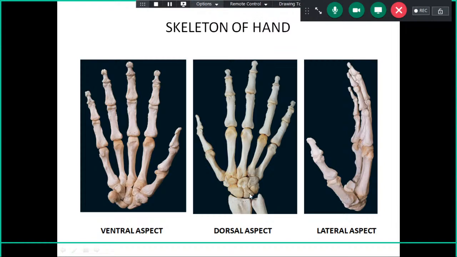This is a scaphoid, lunate, triquetrum, trapezium, trapezoid, capitate, and hamate. See, this is what I was talking about, how the first digit is facing. This is the palmar surface. This would be the dorsal surface. The palmar surface of the metacarpals has more concavity as compared to the dorsal surface.